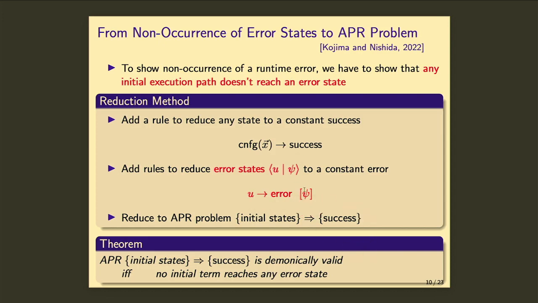And then we reduce the APR problem from initial states to success. So the APR problem from initial states to success is valid if and only if no initial term reaches any error state. Because there are no rewrite rules reducing error to success, if there is an execution path including error, it doesn't reach success.